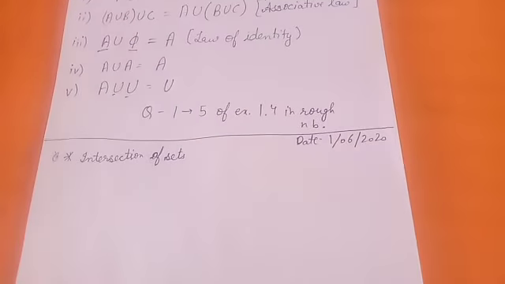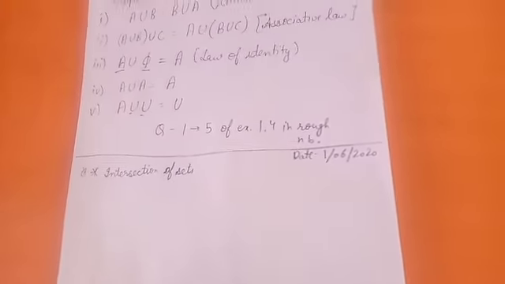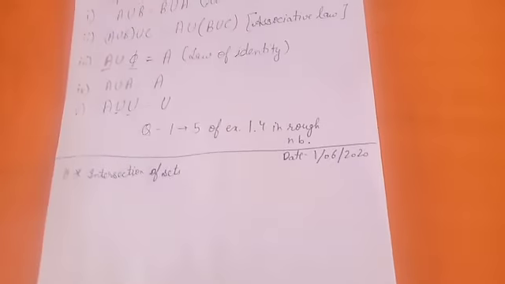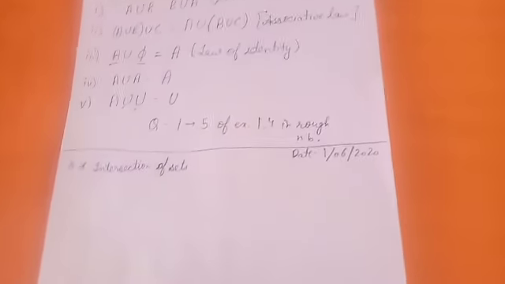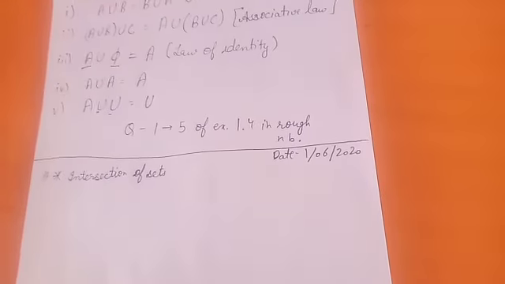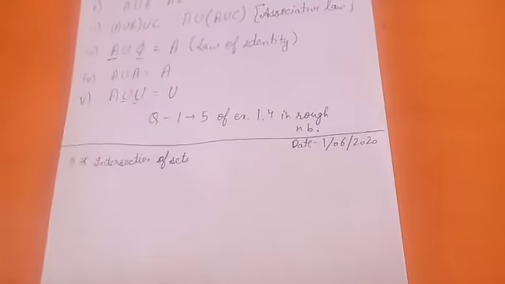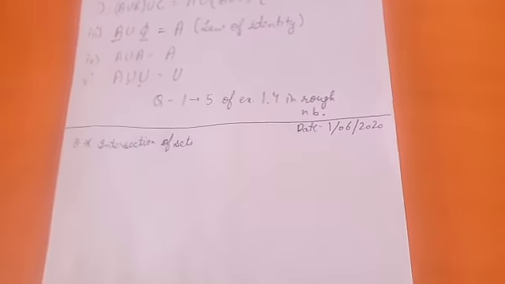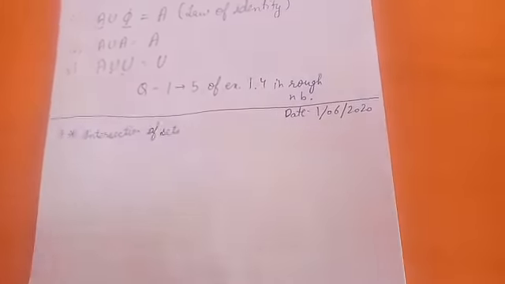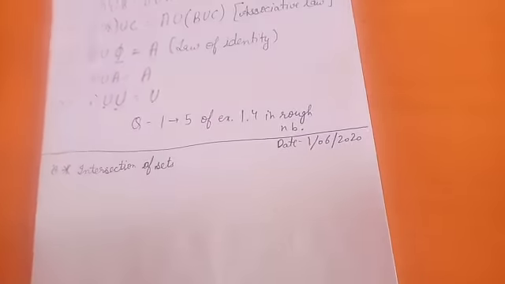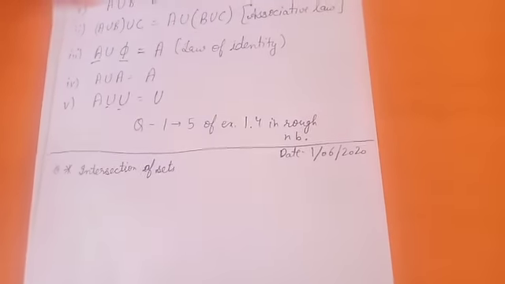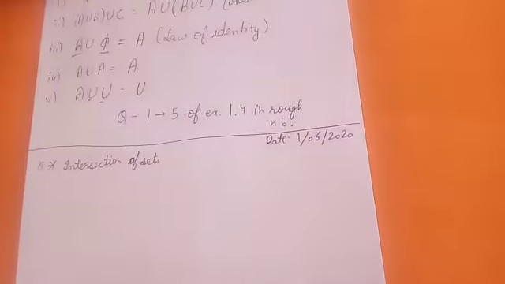In today's lecture, we are going to talk about intersection of sets. In the last video, we talked about union of sets. Union and intersection are two operations on sets. One we discussed in the last lecture, and the second we are discussing now. What do we mean by intersection of sets?